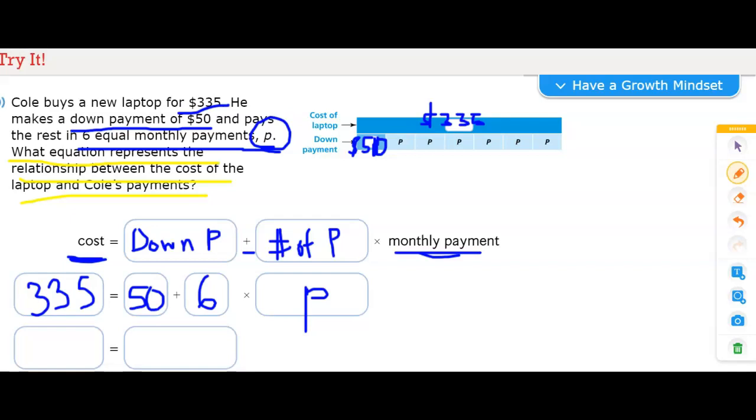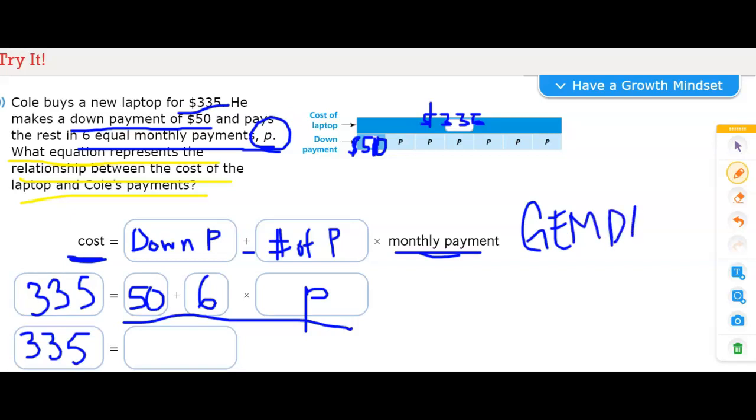So we're going to look at this side of the equation. 335 stays the same, but we're simplifying the rest over here. 50 plus 6 times P. We know with order of operations, we talked about it being GEMDAS. G standing for grouping, instead of just parentheses, because we could have brackets, and that is also a form of grouping, which has to be done first before anything else.